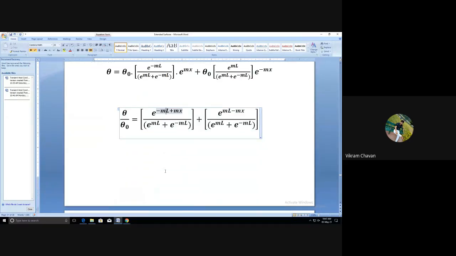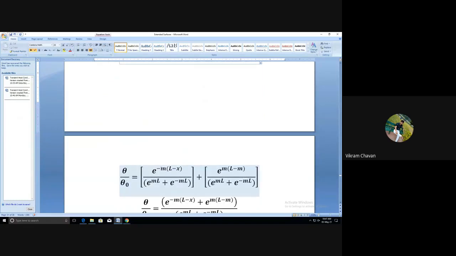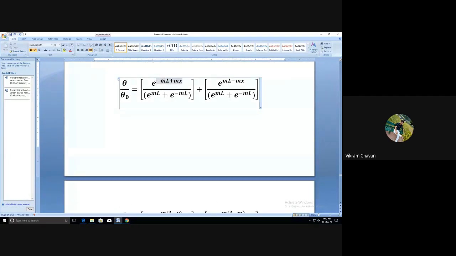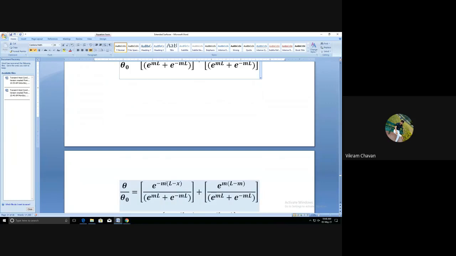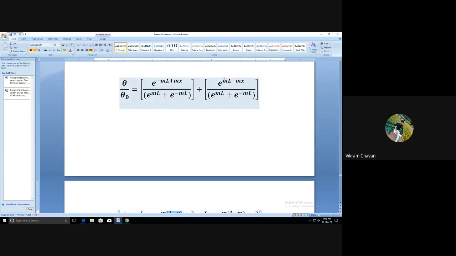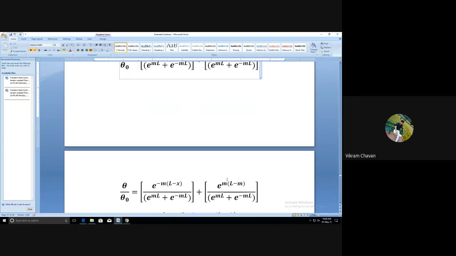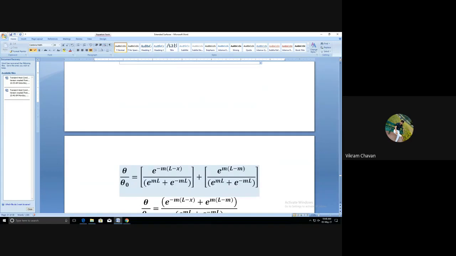So for that reason, we can take the minus m common from the first term, from the rest factor. Inside the bracket it will be L minus x. And from the second term, from the numerator side, from the rest factor, if you take the m common, we will get m into bracket L minus x.